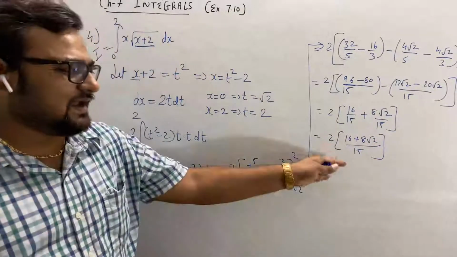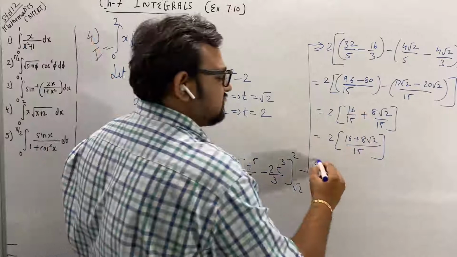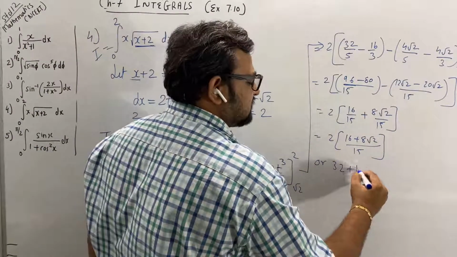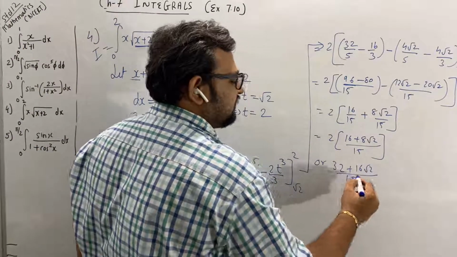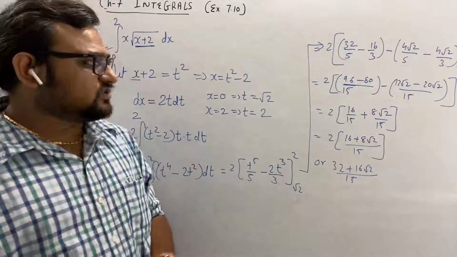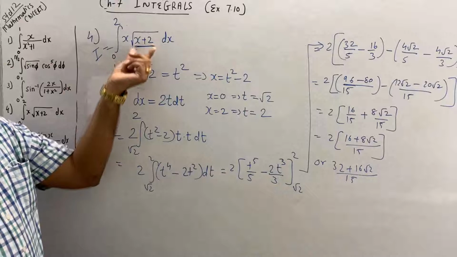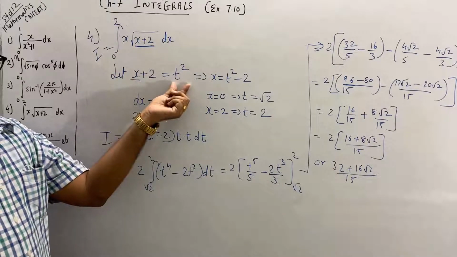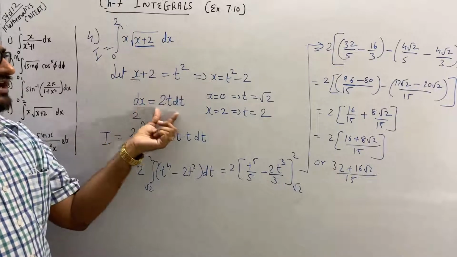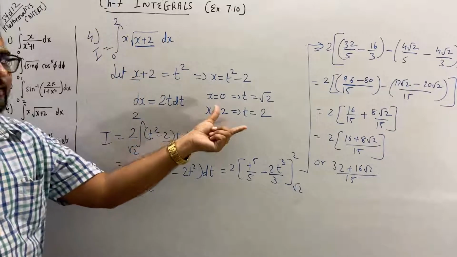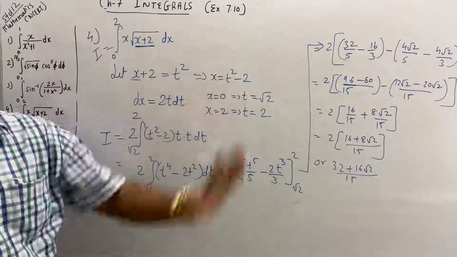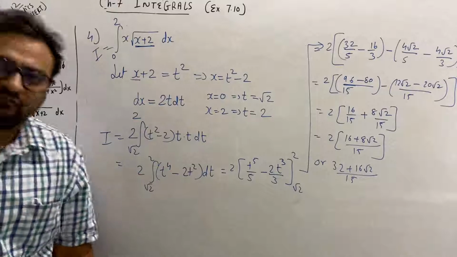I can also multiply it, like 32 plus 16 root 2 by 15. I can separate it also. Okay. So this is our answer. Clear? I'm just repeating that I had assumed x plus 2 equal to t square. Okay. So differentiating, replacing lower and upper limit, and then solving it. Okay. So just go through question number 4.